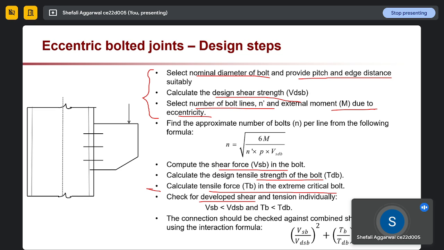Then we will apply the check. Our check should be that the calculated shear force should be less than the design strength. In the same way, the calculated tensile force should be less than the design strength. The last point is that we have to check again shear and tension using the interaction formula. So this is our interaction formula. If this interaction formula is followed, that means our design is correct. If this is not followed, then we will increase or decrease our diameter, and the same procedure we will follow again.